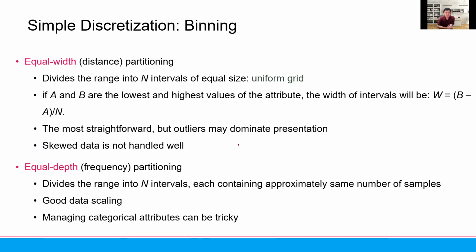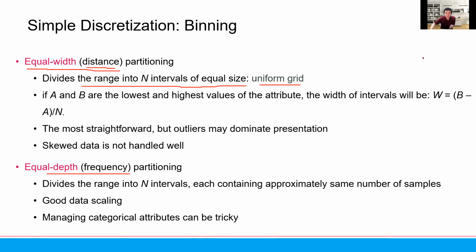In the simple discretization, we can just do the binning. The binning means we want to partition based on the width or the distance, or we can partition based on the depth or the frequency. If we are dealing with distance, it means we want to divide the range into intervals of equal size. We call this a uniform grid.